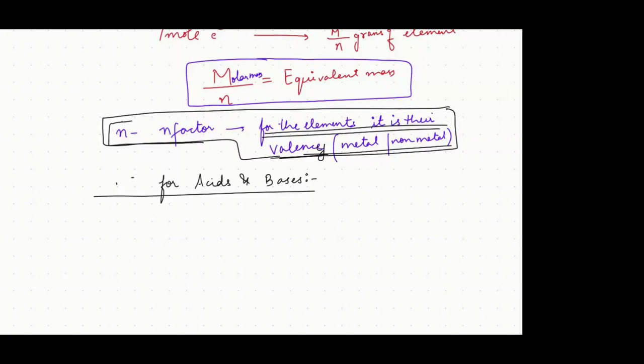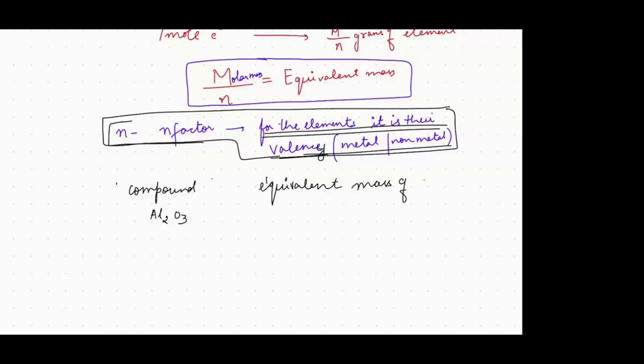Now, before doing acids and bases, I'll discuss a very important rule here. Just see. Let's suppose we have a compound called Al2O3, and I want you to calculate the equivalent mass of Al2O3. So how exactly do you think we have to calculate the equivalent mass of Al2O3?